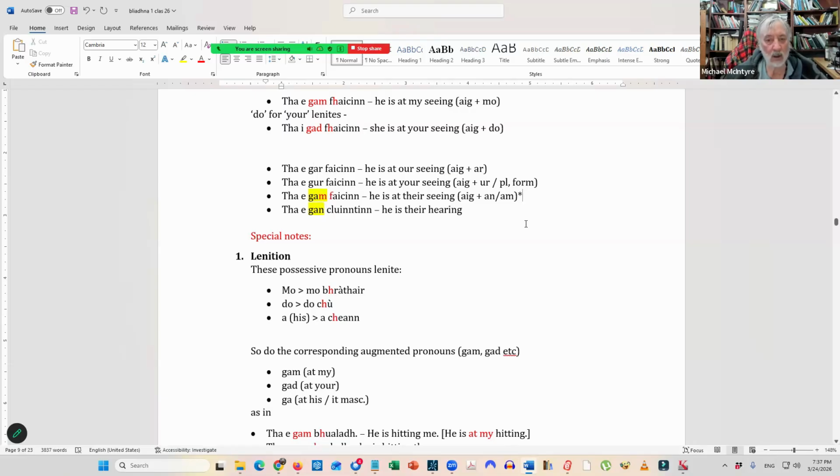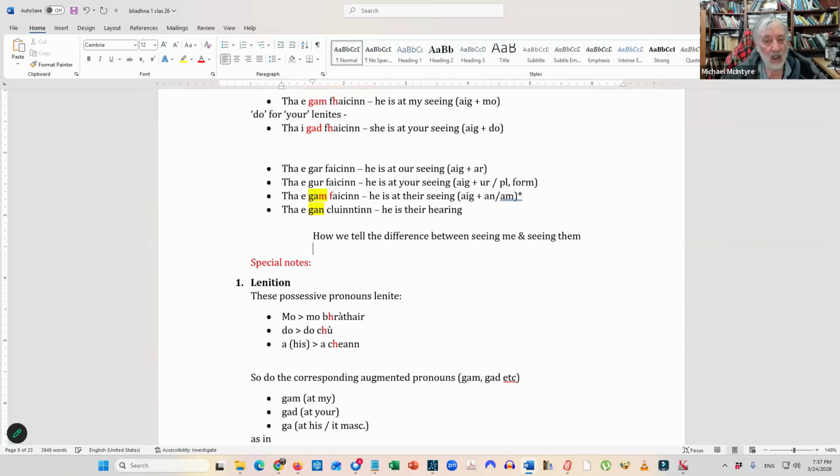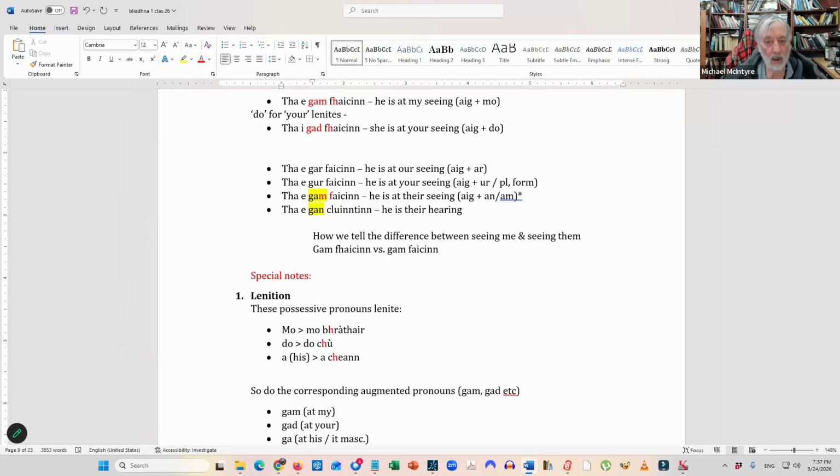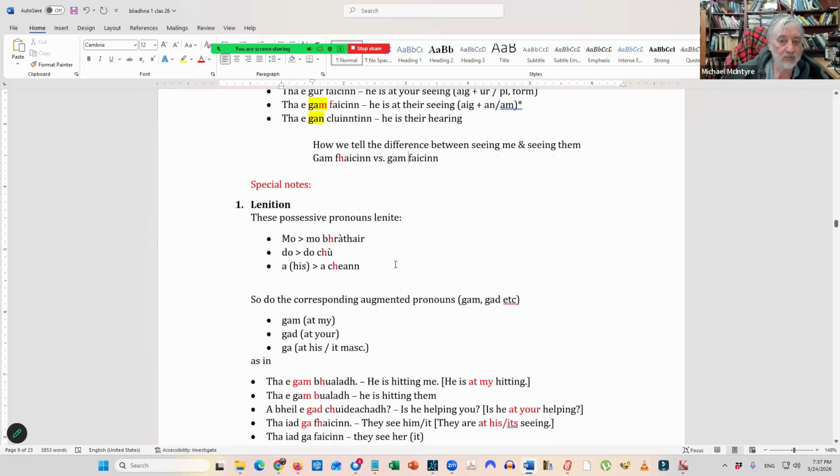And I'm going to put a little note, okay? How we tell the difference between seeing me and seeing them. Gam echen versus gam fechen. Okay, gam echen, we have a little lenition there. And that means gam is at my, versus at their, gumfechen. Okay. All right.